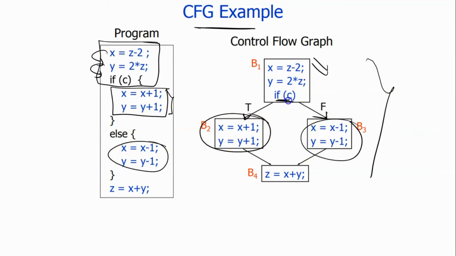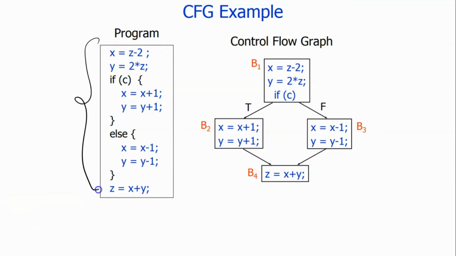From this statement, if the condition is true, then you can go to here. If the condition is false, then you can go to here. And whether you have this or this, the next node will be this. So from here also you will go here, and from here also you will go here. This is your control flow graph for this program. This is how you can make a control flow graph for high level language code. Remember, this is the high level language code, and this is the control flow graph.